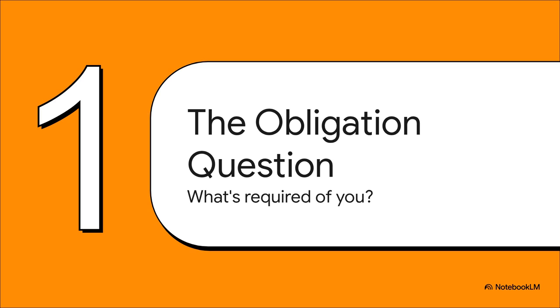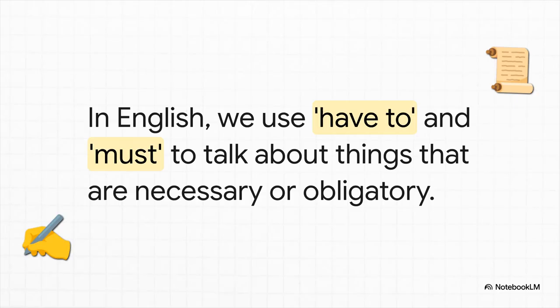Okay, first up, the obligation question. This is all about what you're required to do, what's necessary, what's your duty. This, right here, is the natural habitat of our first two words, must and have to. You know, both of these words are about things we need to do. They seem so similar. And yeah, sometimes you can swap them, but there's a really important difference between them. And getting that difference is what unlocks everything. It's where a lot of people get tangled up.